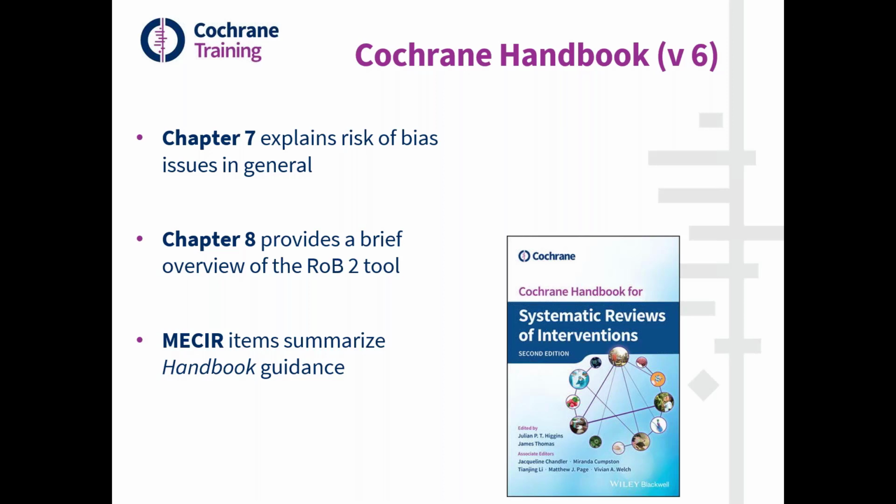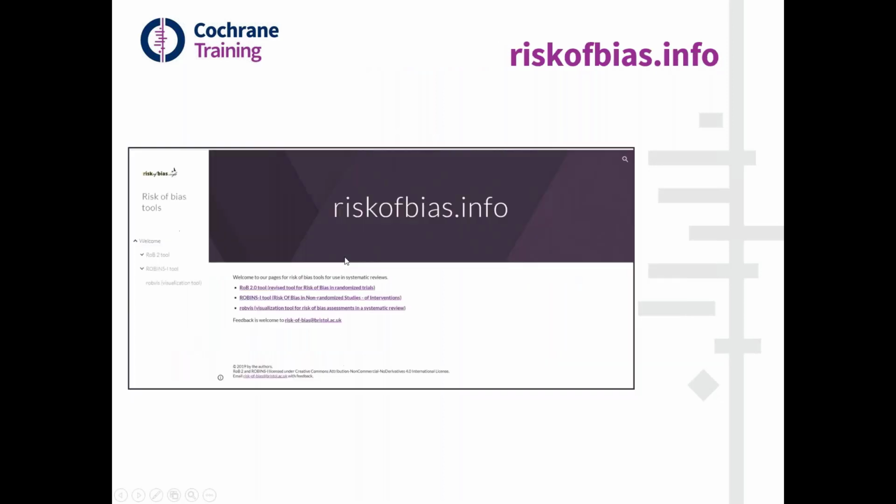Whereas Chapter 8 is dedicated solely to providing an overview of the RoB2 tool for looking at a single randomized trial. And of course, as I hope you know, the handbook guidance is summarized in the methodological expectations for Cochrane intervention reviews, which I know a lot of people take a lot of notice of. I mentioned our website. This really is the best place to find information about the tool itself and updates on the various versions of it, as well as other tools that we've developed as a collaboration.